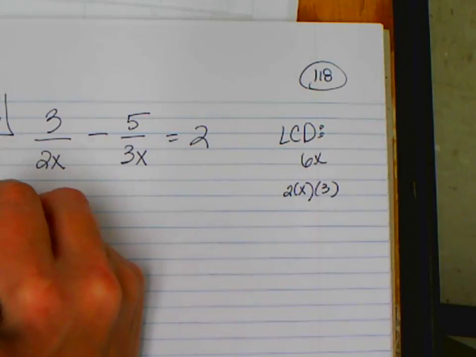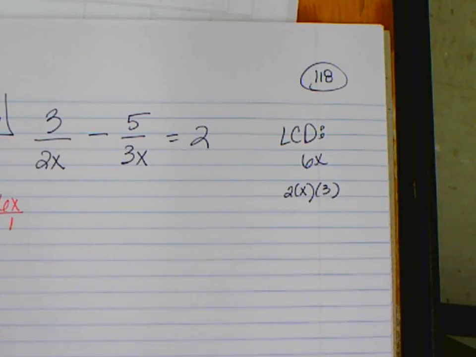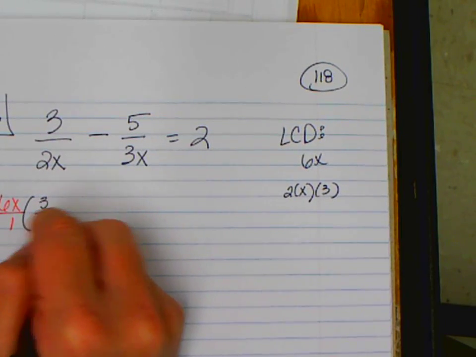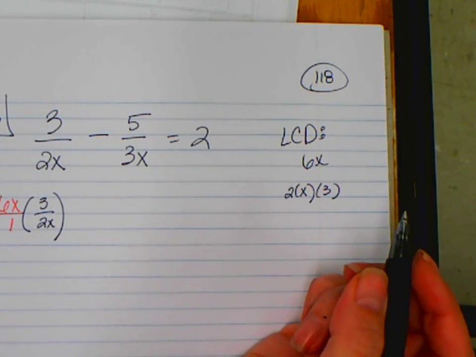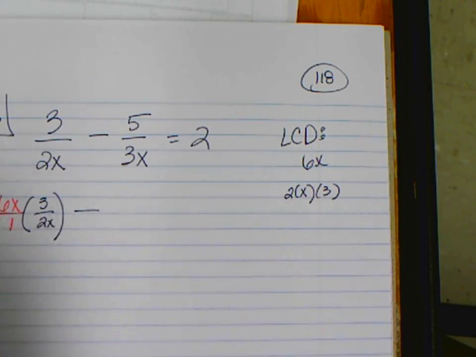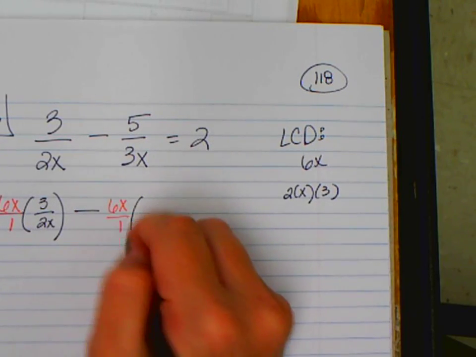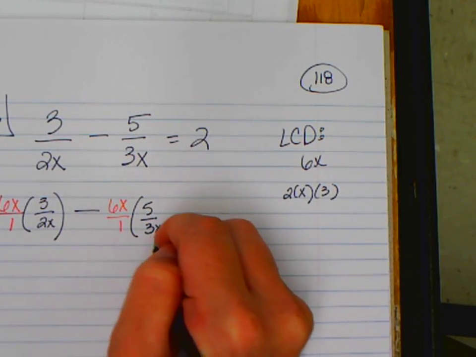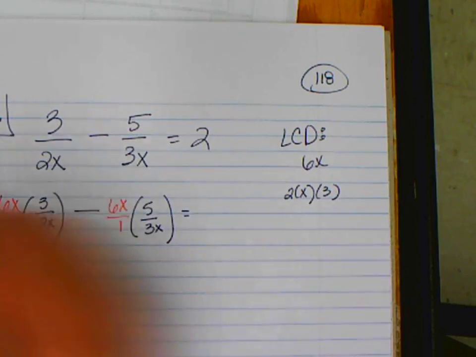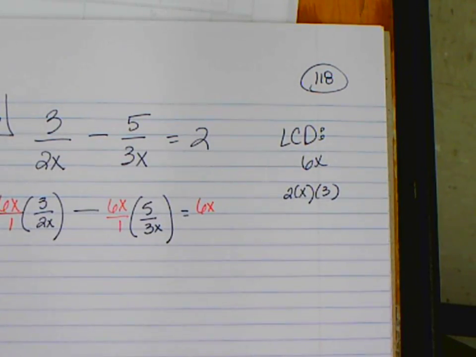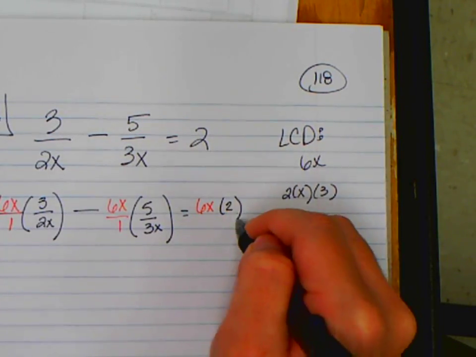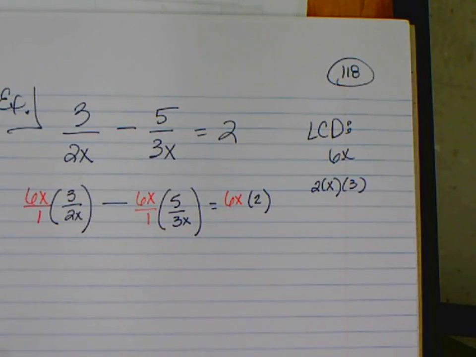So I'm going to say 6x, we'll put over 1, times 3 over 2x minus 6x over 1 times 5 over 3x equals 6x, and I'm not going to put the 2 over 1 since 2 is not a fraction. And you're thinking, whoa, whoa, whoa, those don't cancel. Okay, they don't right now, but we'll be able to reduce, and that will clear the fraction.